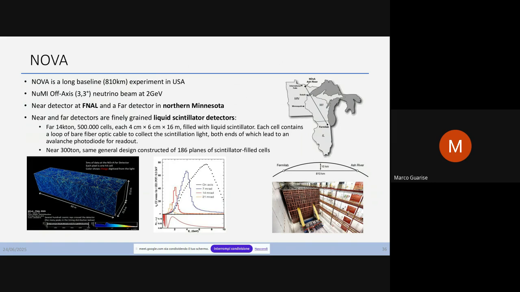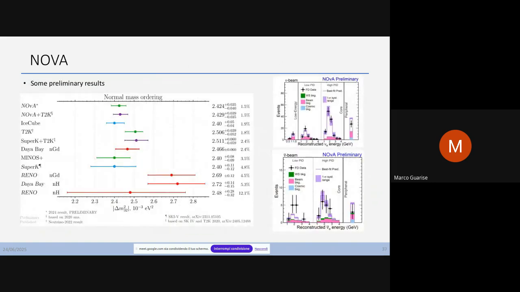especially because they are placed on the surface, so they are affected by a lot of cosmics, as you can see here. And these are some preliminary results related to the mass ordering. This is the latest one. They handle a small quantity of neutrinos from Fermilab, of the order of a few tens. Here the maximum is 60, so not too much.